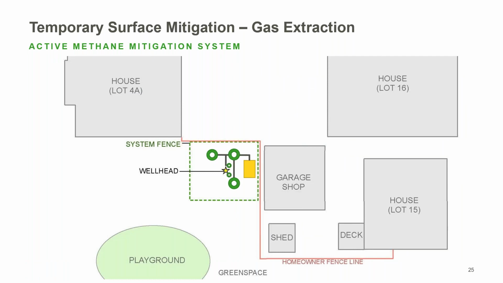Here, the yellow box is the shed, the green circles are the extraction points, and the wellhead is the star. So we took up a small footprint of the green space in the playground area for the system. The system began operation in July 2019, and we go over to the next slide.